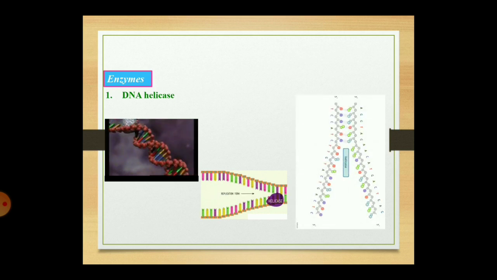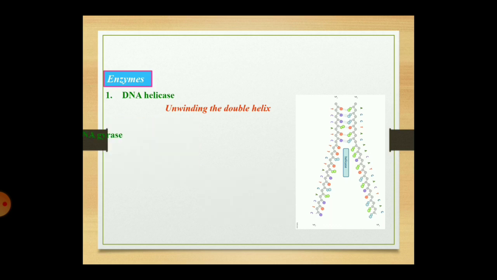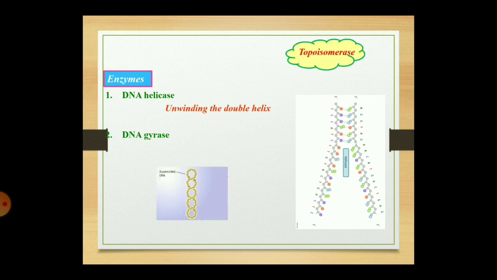Look at here. The helicase enzyme breaks the hydrogen bonds. So these separated strands act as a template strand on which the new strand is synthesized. The unwinding of the double helix. Next one, DNA gyrase, or we call it topoisomerase. Look at here, what is the role?